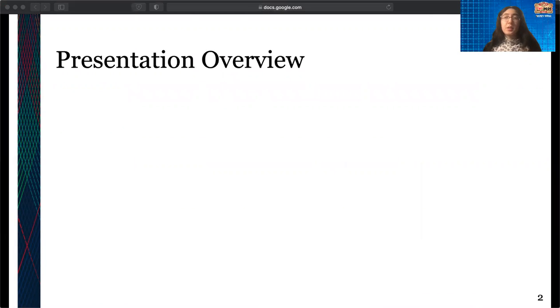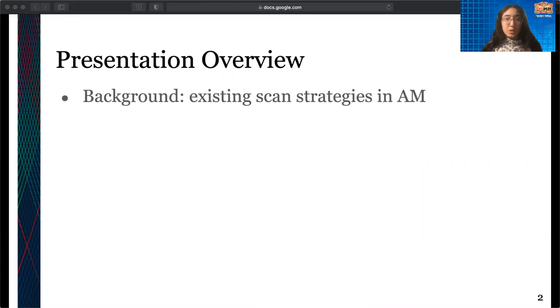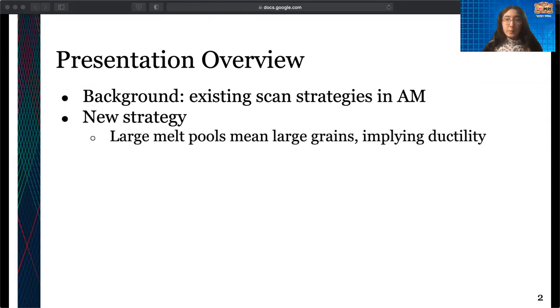So to start off with, I want to give an overview of what I'll be covering in this presentation. I'm going to start by giving some background on what existing scan strategies exist in additive manufacturing, specifically in laser powder bed fusion. Then I'm going to move into defining this new strategy that I'm talking about and talk about what the key applications of it are, such as creating unusually large melt pools.